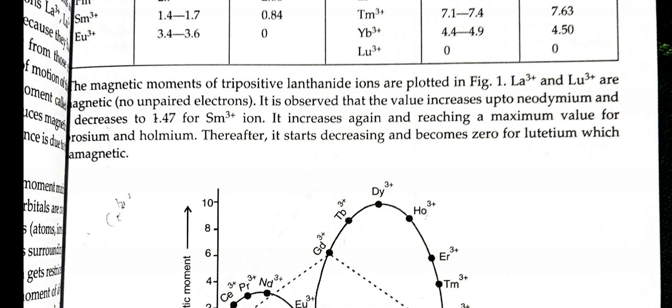It is observed that the value increases up to neodymium and decreases to 1.47 for samarium ions. It increases again, reaching a maximum value for holmium and dysprosium. Thereafter, it starts decreasing and becomes 0 for lutetium, which is diamagnetic.